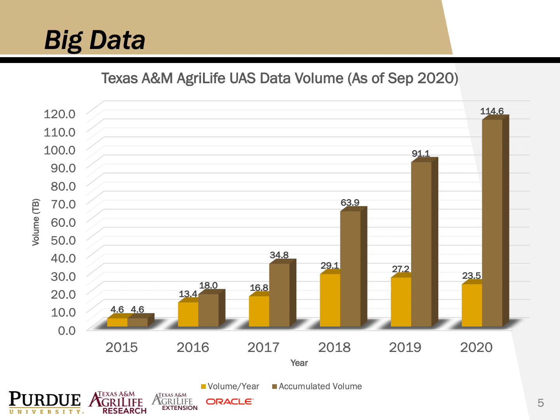To give you an idea how big the UAS data are, this is an example of UAS data collected within the Texas A&M system for the last 6 years. The X-axis is the year, the Y-axis is volume in terabytes. As you can see, every year we've been collecting data ranging from 5 terabytes all the way to 30 terabytes, and we ended up accumulating all the way up to 115 terabytes of data for the last 6 years.